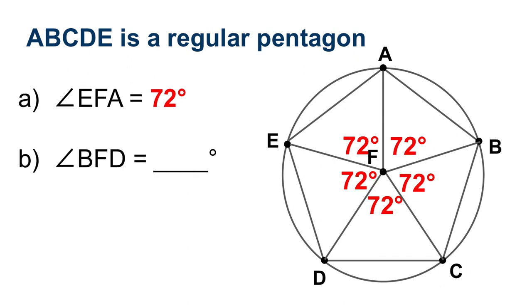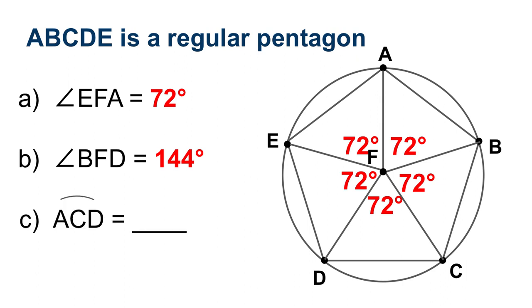So if next I wanted to figure out how big angle BFD is, that means that I'm going to take 2 of these 72s and combine them together. So from B to F to D, it's a combination of these two 72s. If you add 72 and 72 together, you get 144.